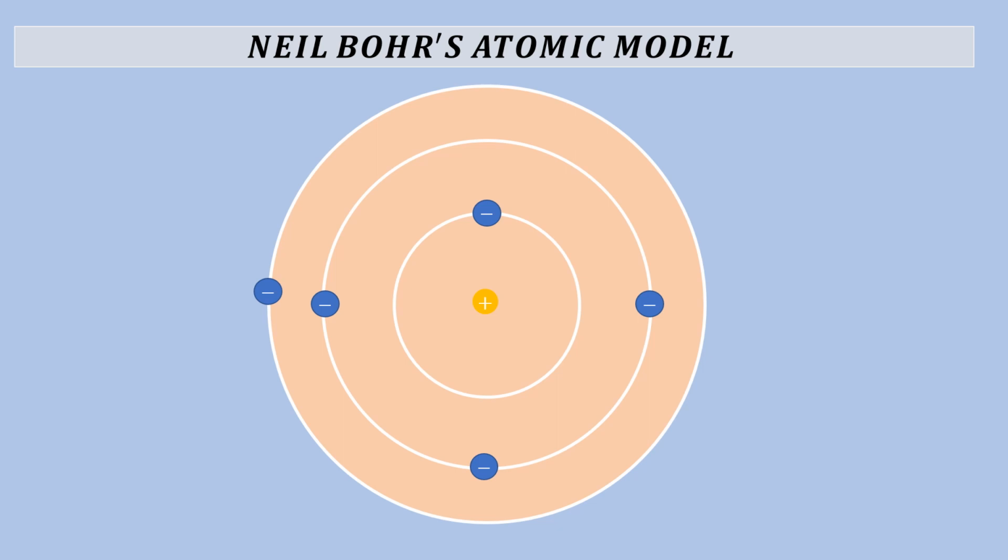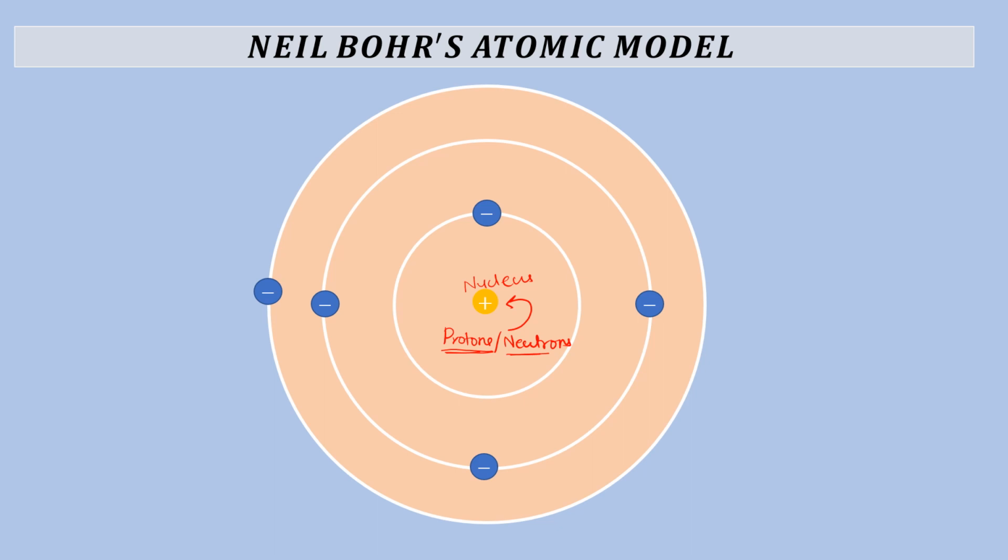In this model, what he proposed was that the subatomic particles called protons and neutrons were located at the center of the atom, that is called the nucleus. This nucleus has a positive charge because the protons were positively charged, whereas neutrons were neutral.